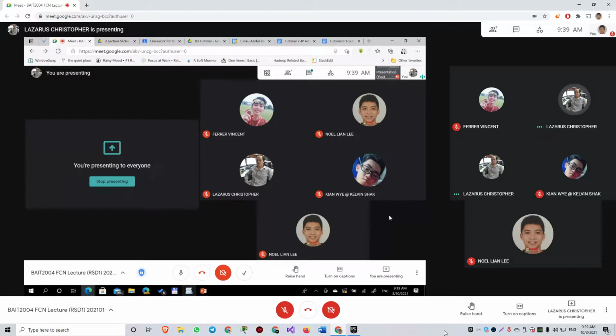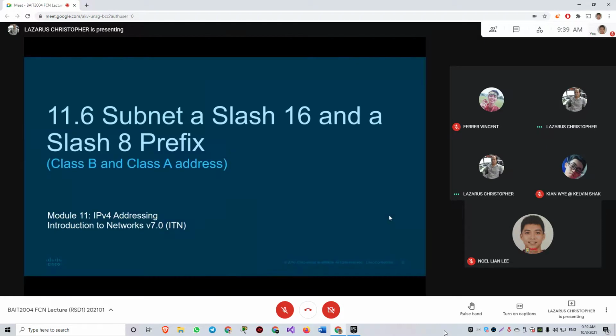So basically that was the /24 boundary address you're given. In the coming session, we're going to look at /16, which is class B, and then /8, which is class A. So if you're given a network address at /16, then you want to subnet from there, or you're given /8, and then you want to subnet from there.